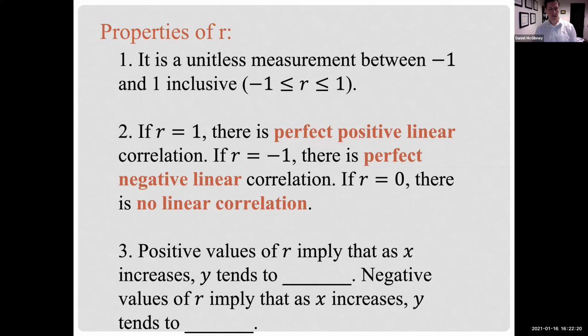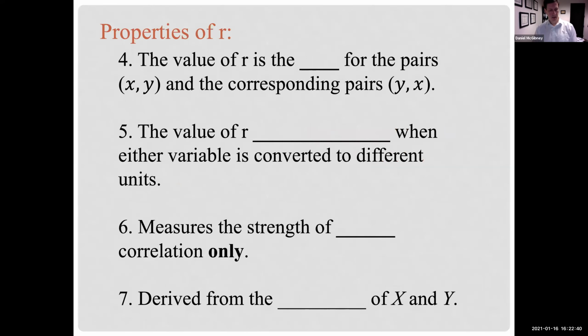Positive values of R imply that as x increases, y also tends to increase. Negative values of R imply that as x increases, y tends to decrease. Property 4, the value of R is the same for data pairs (x, y) and the corresponding pairs (y, x). So in other words, if we flip the axes, the value of the correlation coefficient, that is the R value, will not change.